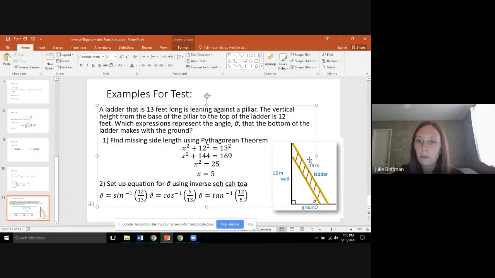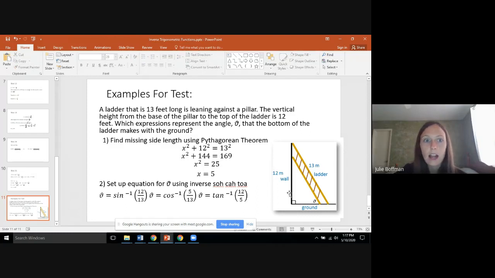So here's a picture to help you. They said the ladder's 13. So if it's leaning against a wall, that's your hypotenuse, right? And then the vertical height is 12. So then we're missing this bottom length of the base of the ladder to the base of the wall. So if we plug in 13 to Pythagorean theorem for the hypotenuse, which is C, and we plug in 12 for A or B, and then we solve for the other leg, which I just made X, but you could leave it A or B, you should get 5. So now we know this ground length is 5.